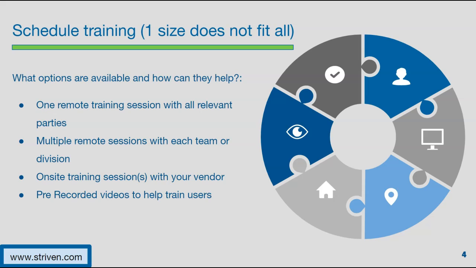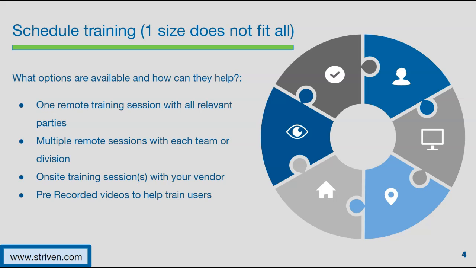One method on getting training time with your vendor is to schedule one remote training session with all relevant parties included. During these types of training sessions, parties can bounce ideas off one another, and this can provide a fuller picture of interconnected and individual workflows alike.